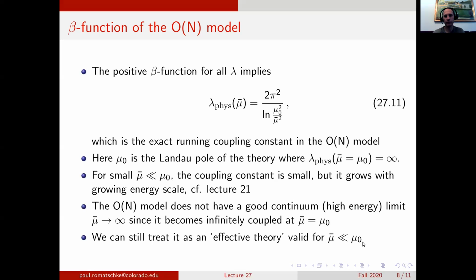In practice, what we need to do is stop trusting the result of the theory whenever we are asking questions at an energy scale mu bar that becomes close to the lambda pole. So we need to stay at energy scales much, much smaller than the location of the lambda pole, mu zero.